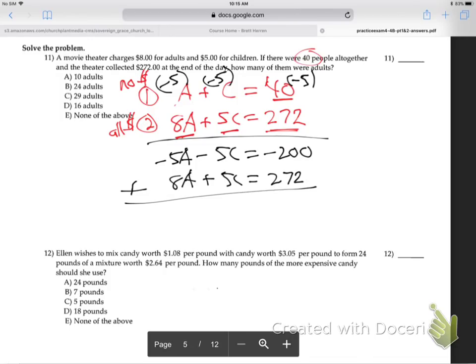Add them up. This is 3A. These cancel. This is 72. Is that good? See how we got the C's to cancel? Then divide by 3. A is 24. So there's 24 adults. Answer B.